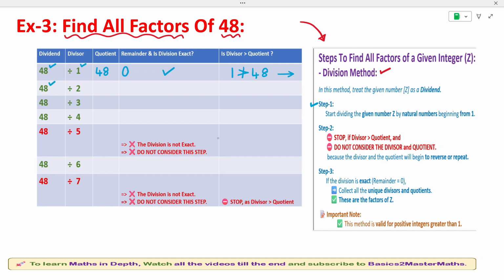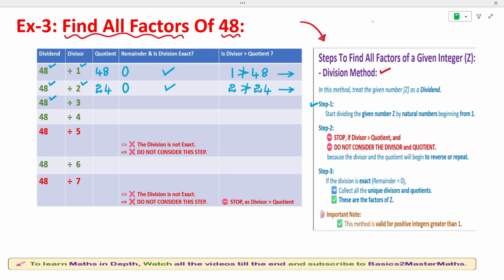When we divide 48 by 2, we get 24 as the quotient and 0 as the remainder. So, this division is exact. In this case, the divisor 2 is not greater than the quotient 24. So, move to the next step.